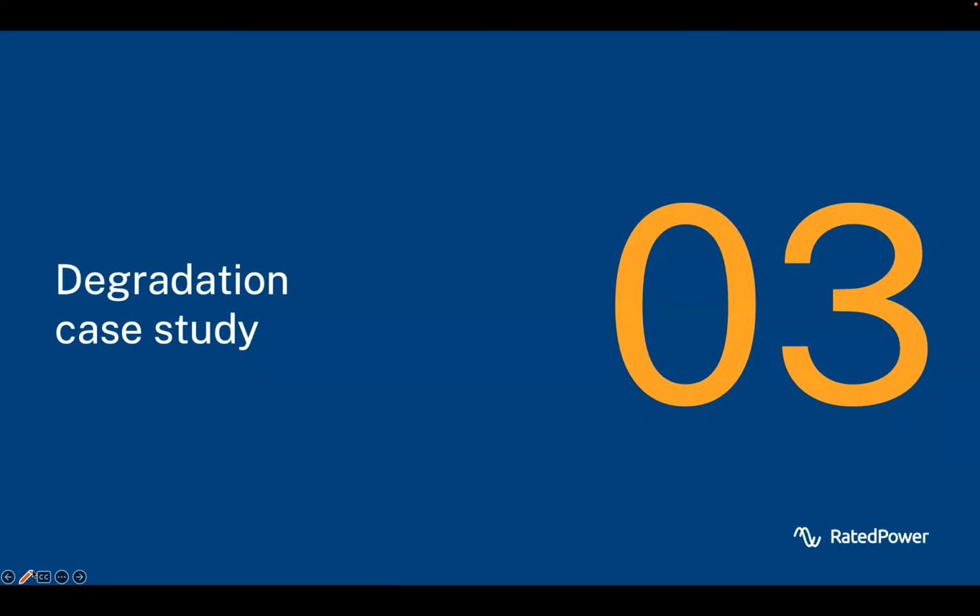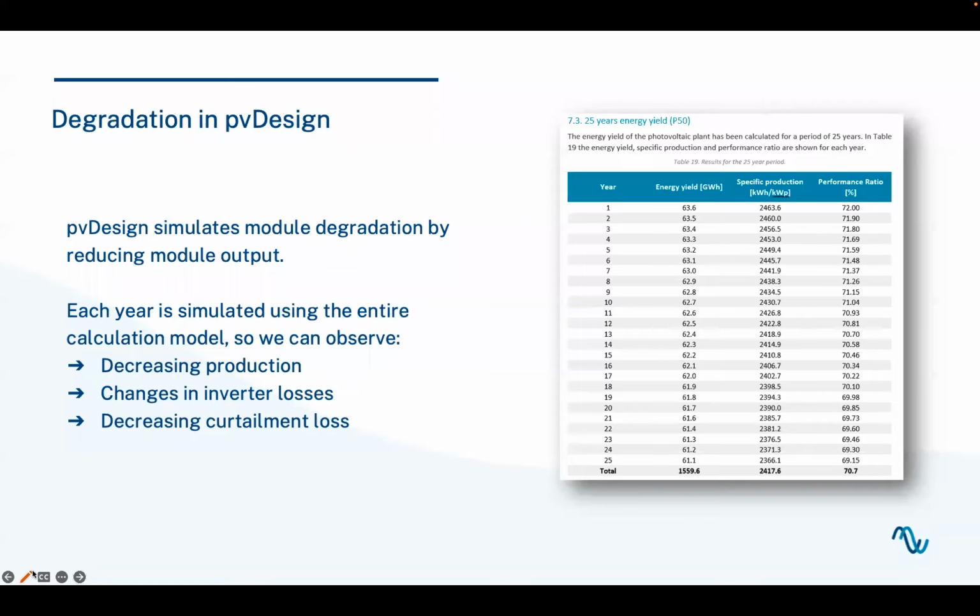Then I have added a couple of case studies showing some other things that pvDesign does. Degradation in pvDesign: we derate the module production for each year, and then we run every year separately for as many years as the user wants. If the user wants to simulate 50 years, we can do that. We run the full calculation model for each of those years, and you get that in the reports, for example, in that table.